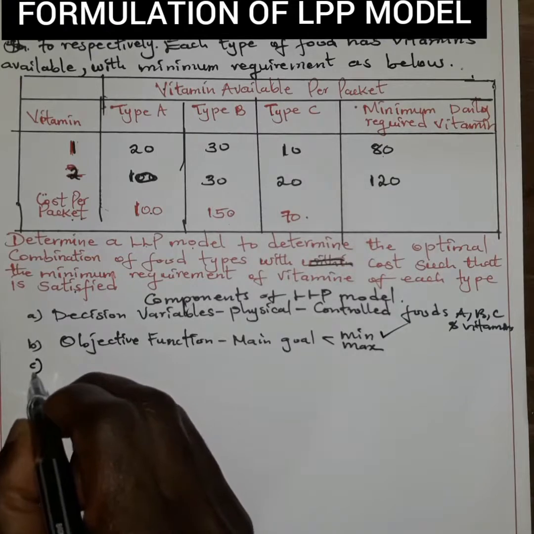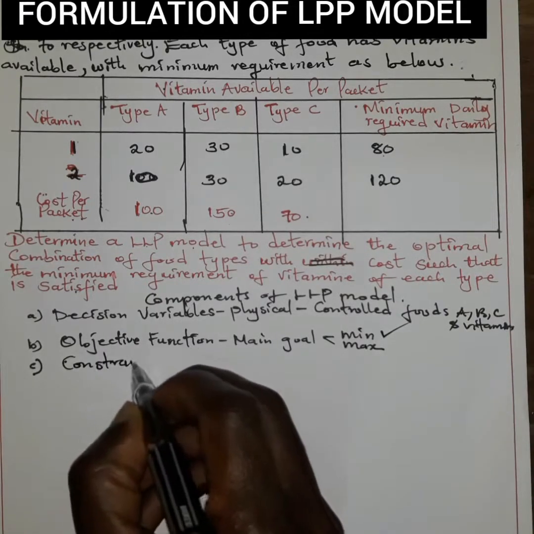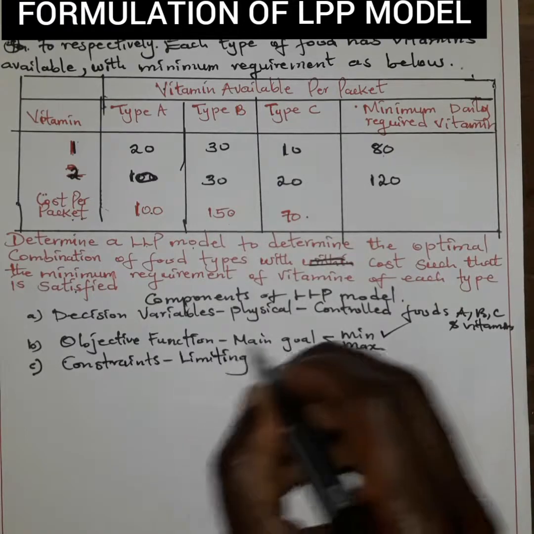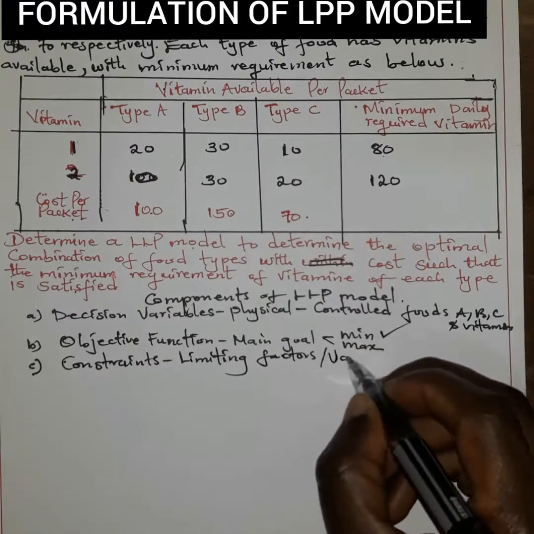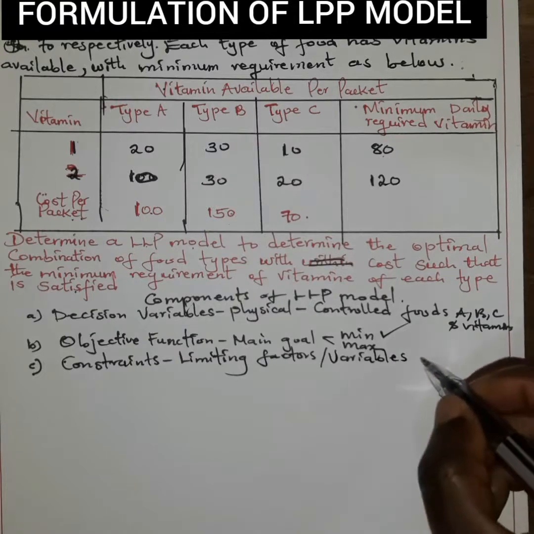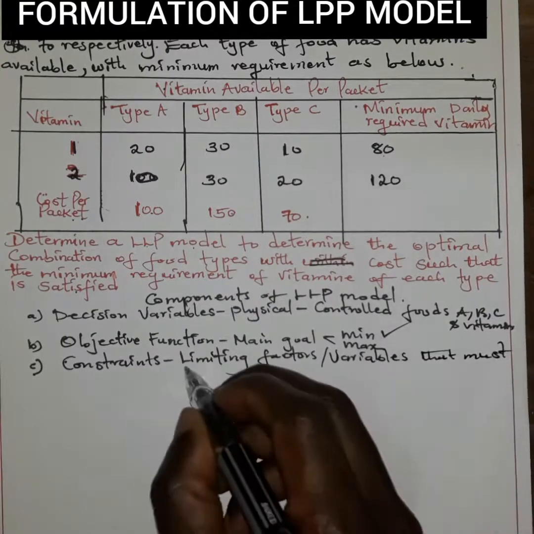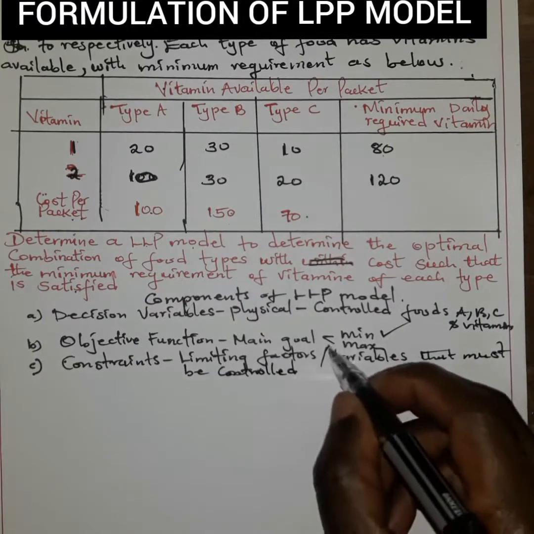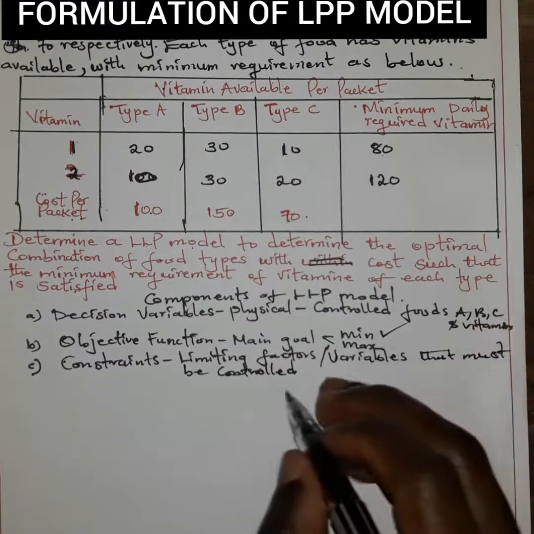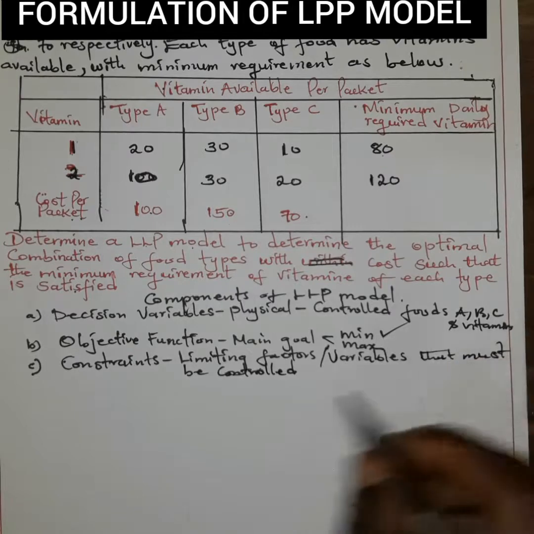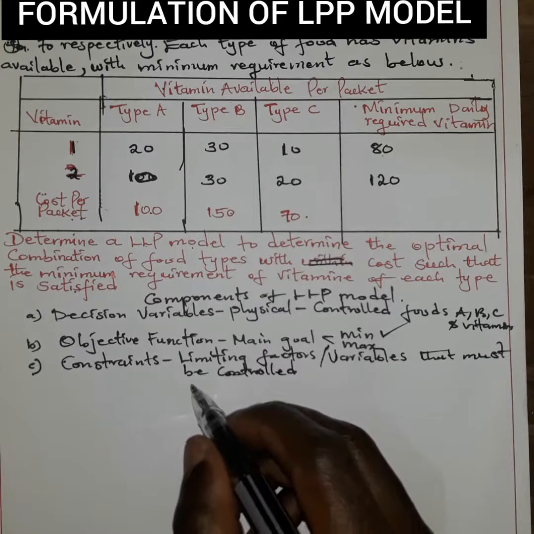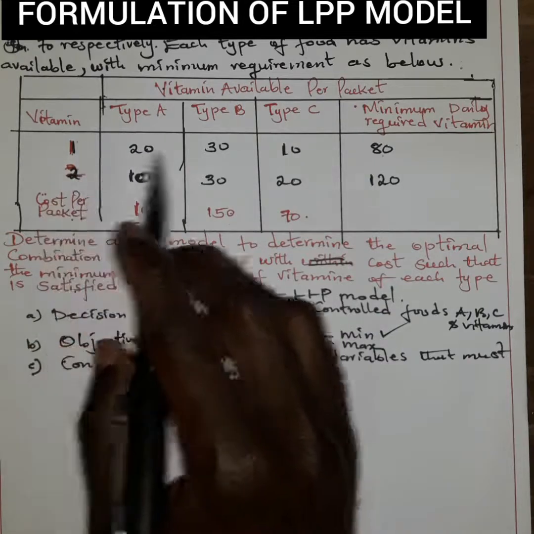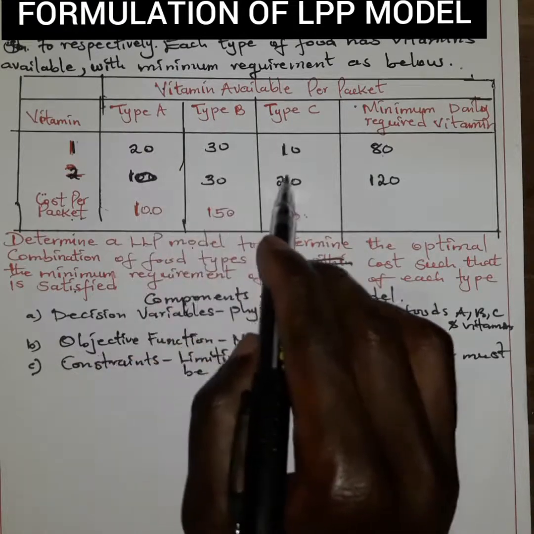And then the third component is the constraint. As much as we try to achieve our goals, we have some certain limiting factors or limiting variables, that must be controlled. In other words, constraints are simply those factors or variables which pose a challenge in achieving the main goal of whether minimization or maximization. Like in this case, we have our constraints given in this table. For each and every type of vitamin 1 and 2, we have the constraints for every type of food given as these figures here.